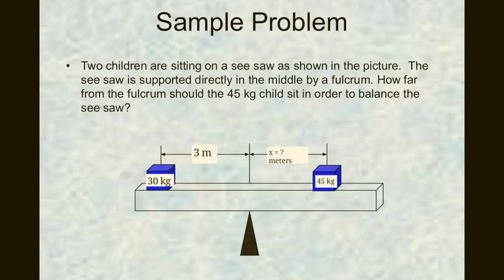So this is our image again, and for the 30 kg child, if it was to go down in his direction, that would be considered counterclockwise. For the 45 kg child, if his or her mass was to go downwards, that would be considered clockwise. So based on that, we can go ahead and decide which one's a positive and which one's a negative.